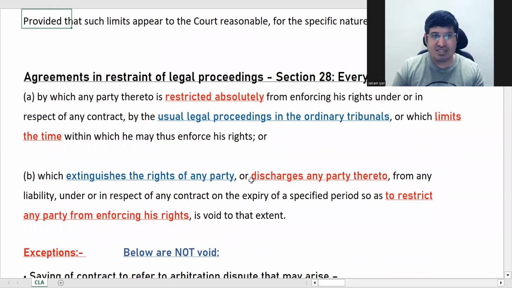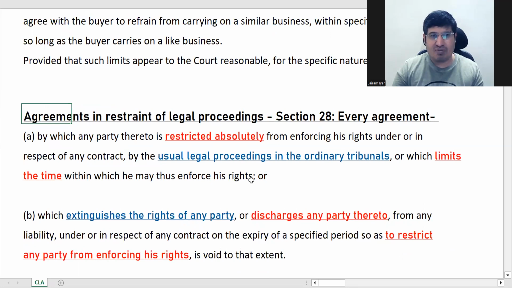Fine. The next is agreement in restraint of legal proceedings. Similarly, you cannot have an agreement with someone saying, this is the deal, but you have to sign one more contract that whatever will happen in future, you will not sue me in court. You will not take me to court. No one can make such an agreement. It is void. Just go with the colored words, which have been made so you can study very quickly.